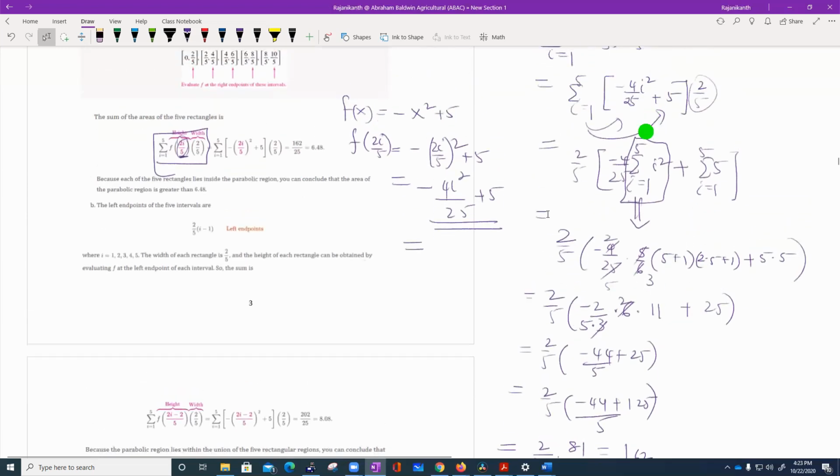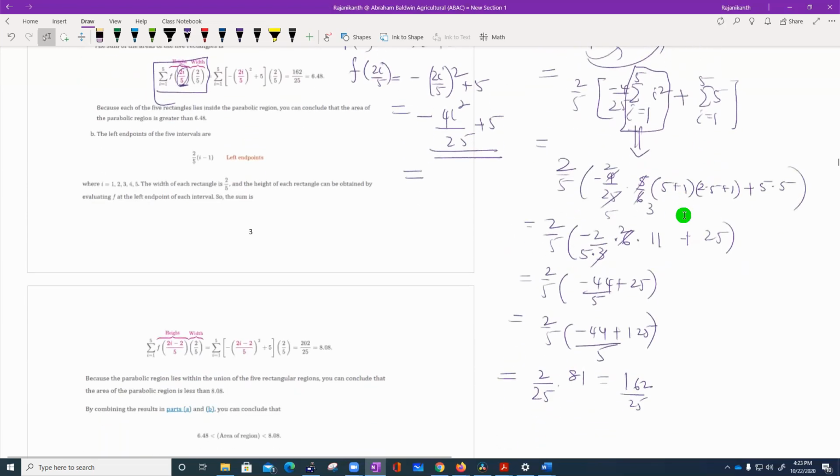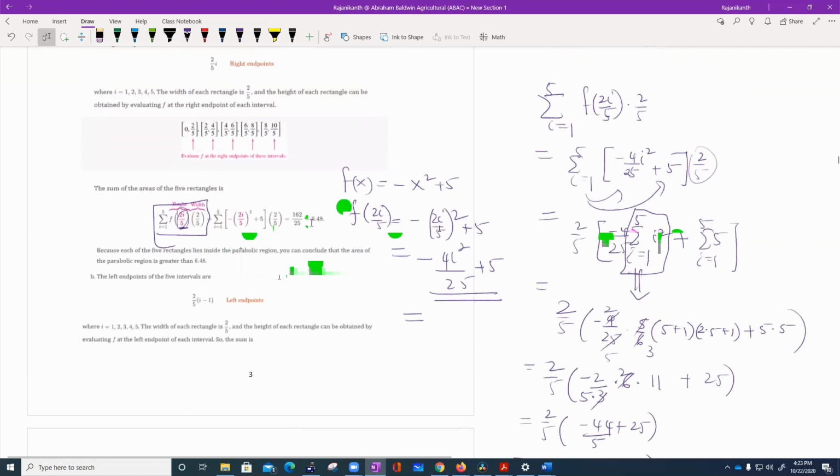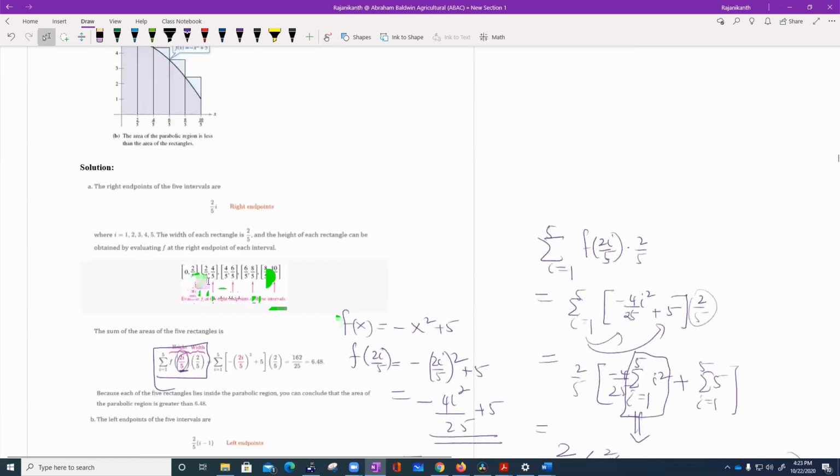So you have so many steps to finish this problem. The only thing is you should know how to apply that summation. Get practice. Okay, so this is all about taking the right endpoints of the subintervals, right?